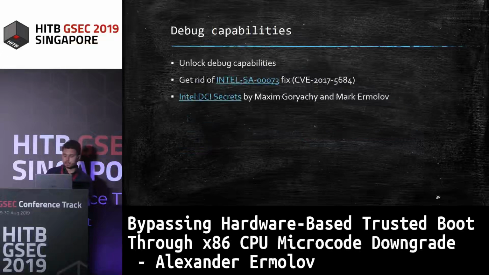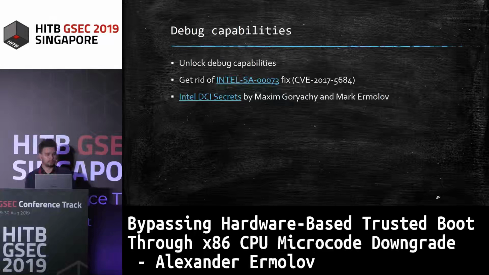The second consequence of downgrading the microcode is unlocking debug capabilities. I've discovered that some debug capabilities were patched in the microcode. So if you manage to downgrade it, you will be able to use such technologies as Intel DCI.